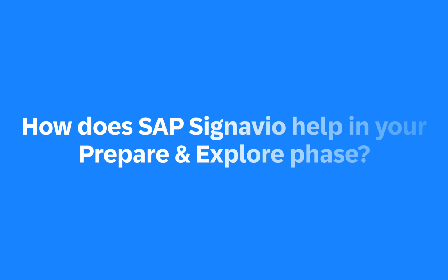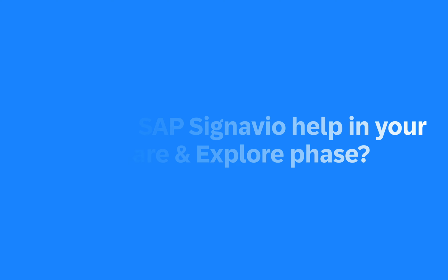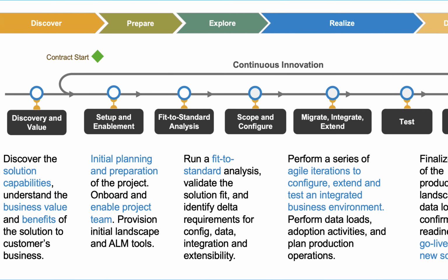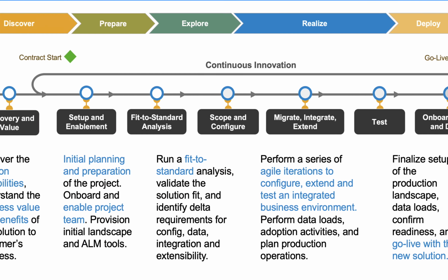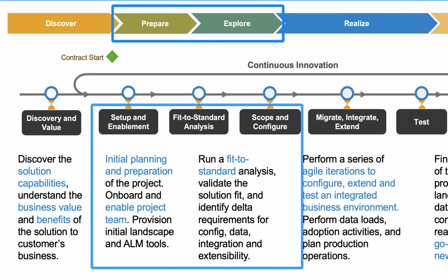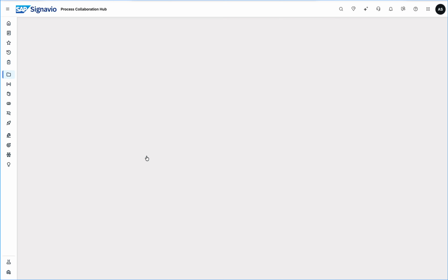In this video I'm going to show you how SAP Signavio supports the Prepare and Explore phase of your SAP S/4HANA transformation. The Prepare and Explore phases build the foundation of a successful transformation. Prepare creates transparency and readiness, while Explore defines the future process and solution design. To guide us, we use the SAP Activate Accelerator, which provides ready-made guidance, templates and best practices to help us structure and speed up the transformation.